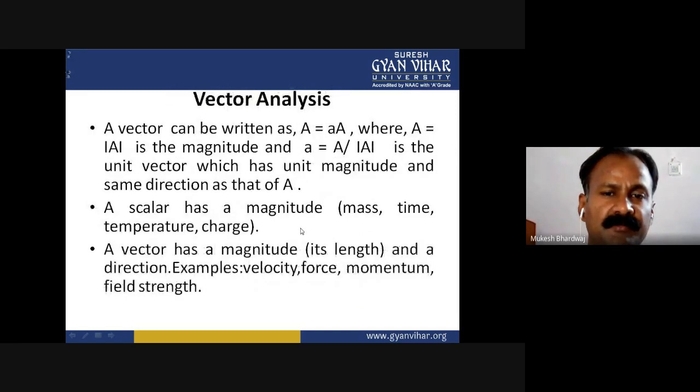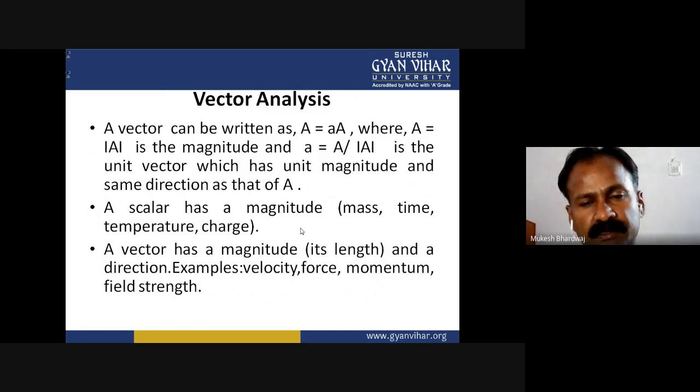A vector can be written as A equals a times a-hat, where a is the magnitude and a-hat equals A by a is the unit vector. A unit vector is equal to vector A upon magnitude a; it has unit magnitude and the same direction as that of A.